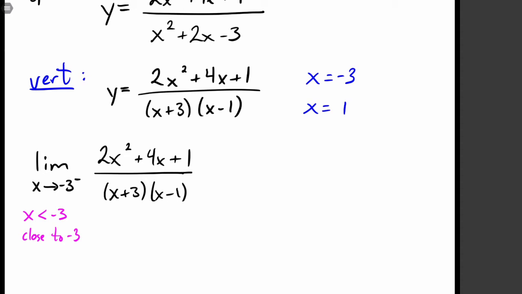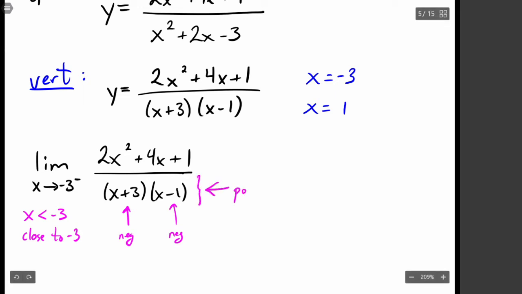So if we stay pretty close, x plus 3, if we plug in a number less than negative 3, this is negative. This factor. This second factor is also going to be negative. So since both factors on the bottom are negative, the entire denominator is going to be positive, because a negative times a negative is positive. All right. How do we figure out what the top is going to be?